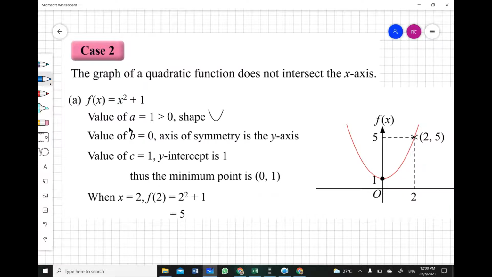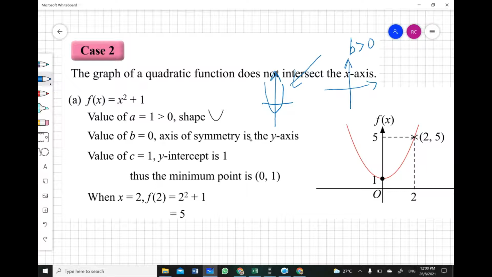So you remember just now, when b is equal to 0, the axis of symmetry is the y-axis. For smiley face, it is in the middle. Okay, and then the only thing different from smiley face, if b is greater than 0, it will be on the left or on the right of the graph.